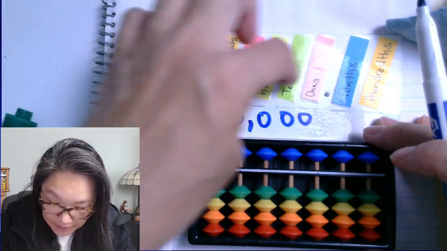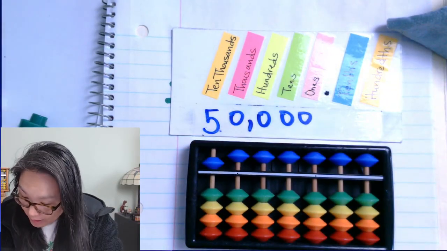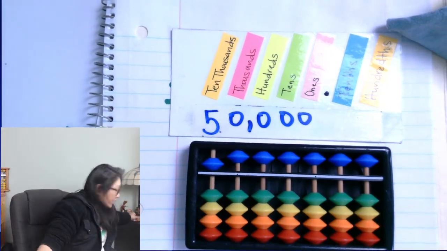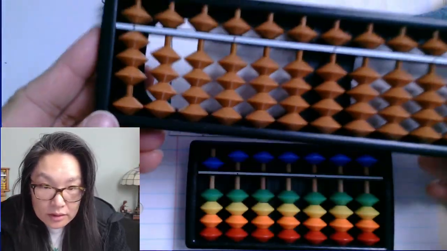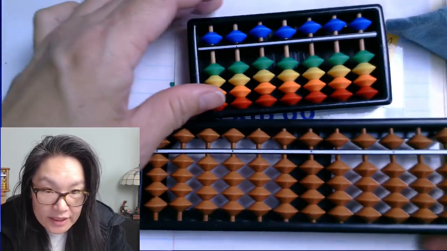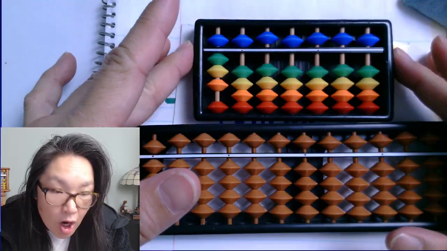Like these are the labels. So this dot will be thousands. If I had a bigger abacus, I would count more digits. The difference between these two is not the colors. The difference between these two is the amount of columns.